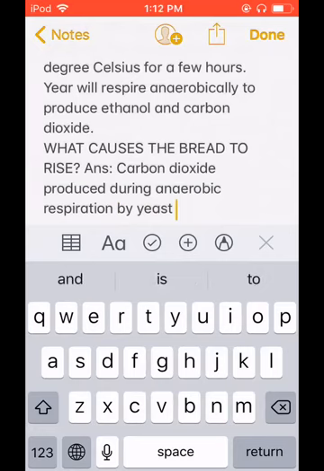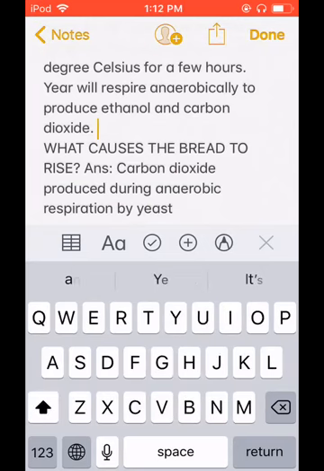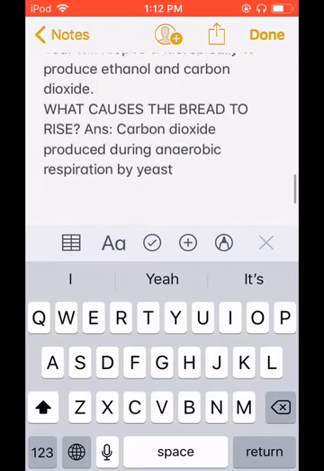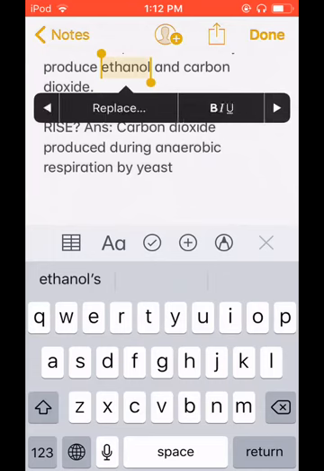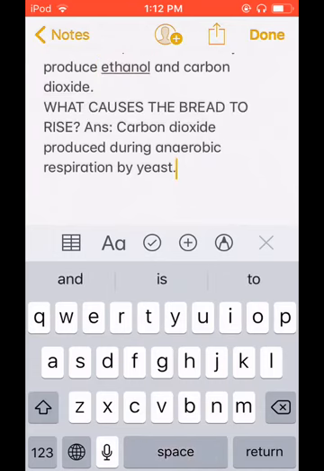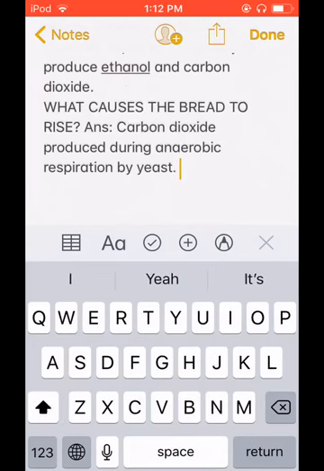So ওরা কি রেসপায়ার করতেছে? Obviously ওরা গ্লুকোজকে ব্রেক ডাউন করতেছে, right? Yep. So yeah. So now you can ask, what happens to the ethanol that is being produced? The ethanolটা কি হয়? So every bread that we eat every day, why doesn't that have ethanol if ethanol is being produced during bread production?